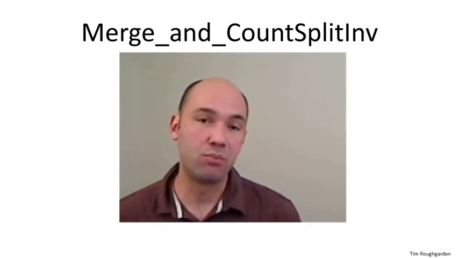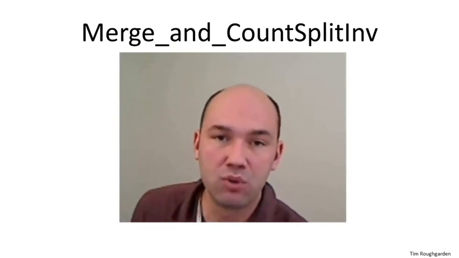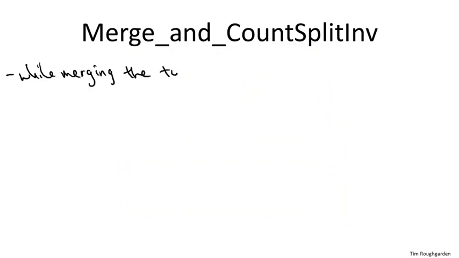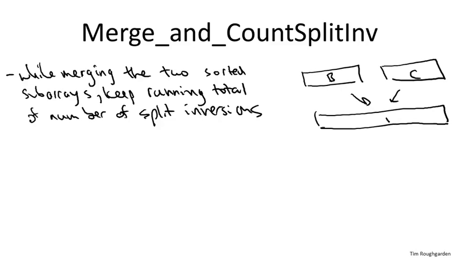This will follow immediately from the previous claim, which indicated how split inversions relate to the number of elements remaining in the left array as you're doing the merge. So the idea is the natural one: as you're doing the merging of the two sorted subarrays, you just keep a running total of the number of split inversions that you've encountered. You've got your sorted subarray B, you've got your sorted subarray C, you're merging these into an output array D, and as you traverse through D and K goes from 1 to N, you start the count at 0 and you increment it by something each time you do a copy over from either B or C.